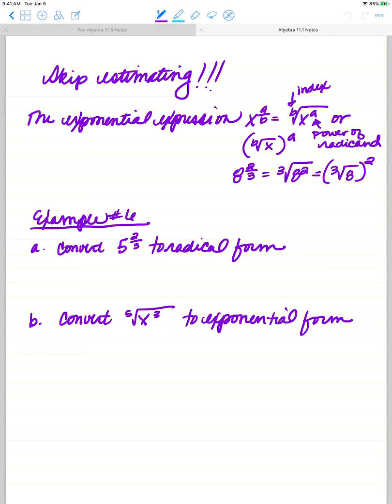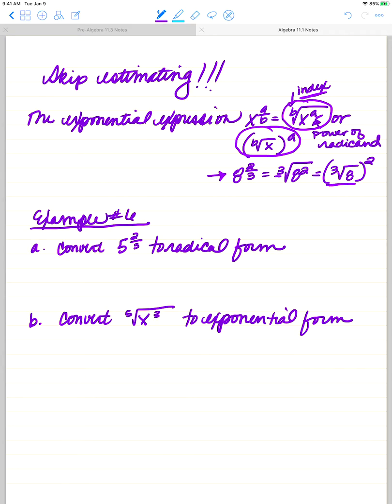And now we're going to talk about some exponential expressions with fractions, okay? So the exponential expression of x to the a over b is equal to the b root of x to the a. B is what's called our index, and a is the power of the radicand. You can express x to the a over b like this, or you can express it like this. So here we have an example. 8 to the 2 over 3 is the cube root of 8 squared. Or you can write it like this, the cube root of 8, and that is squared.